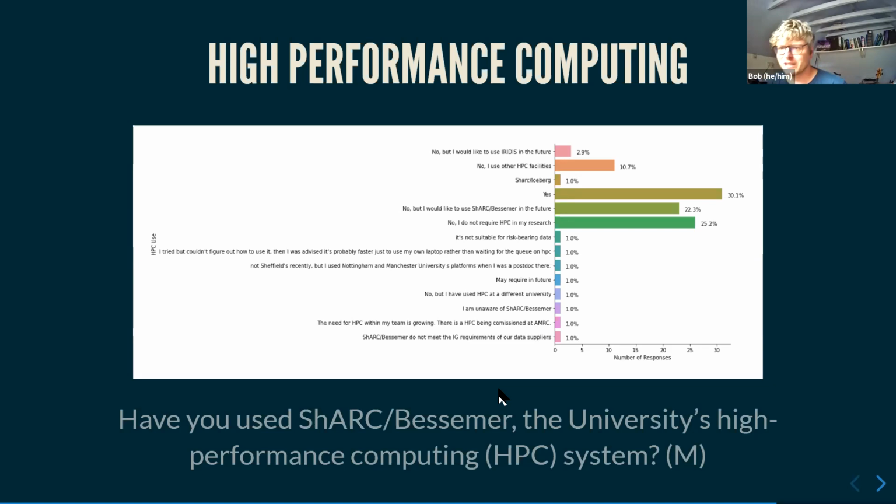But in terms of the sort of quantitative answers, we see that, yes, some people, a chunk of our respondents do use high performance computing. Some of them don't need it. And then there's another sort of subpopulation here where they're not using it, but they might like to use it in the future. And that's something where we might be able to take some action.